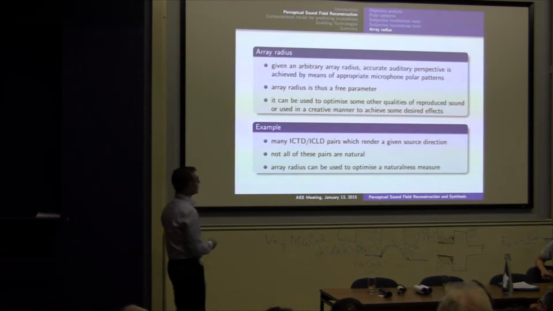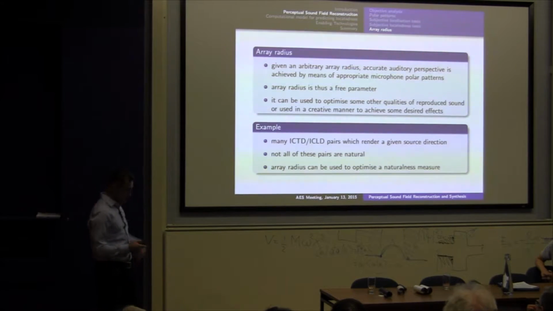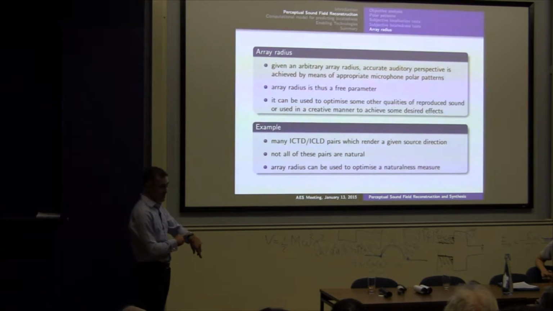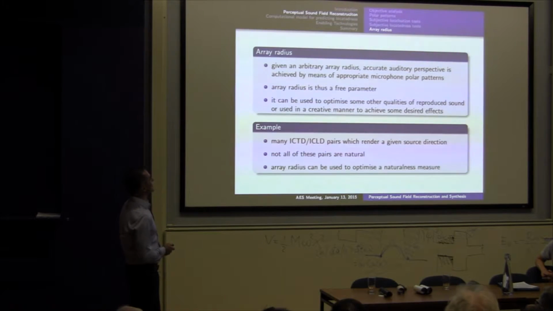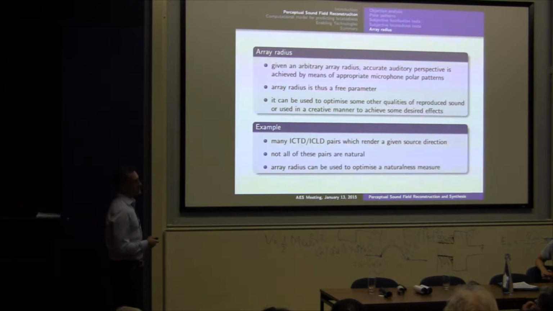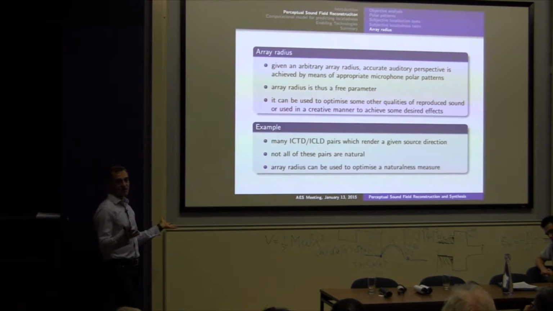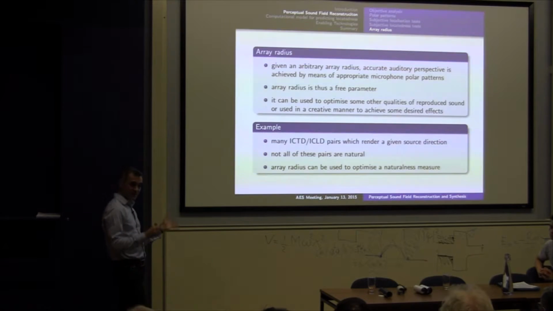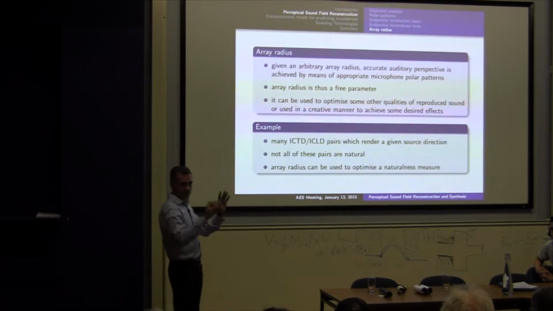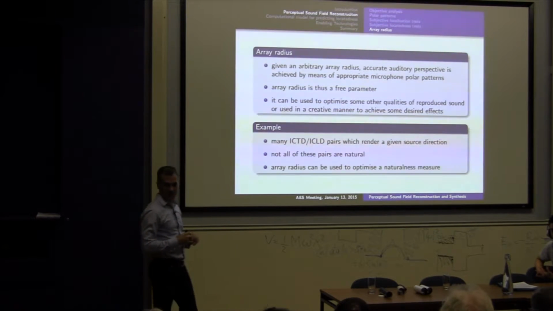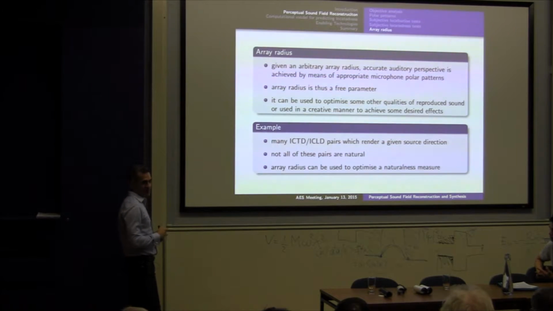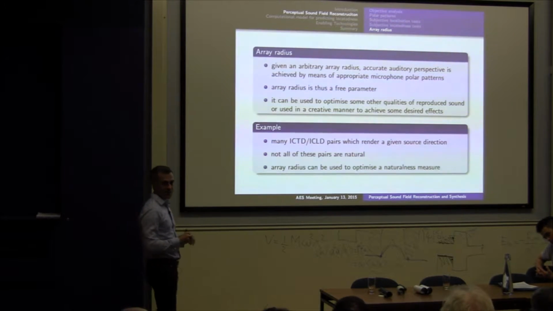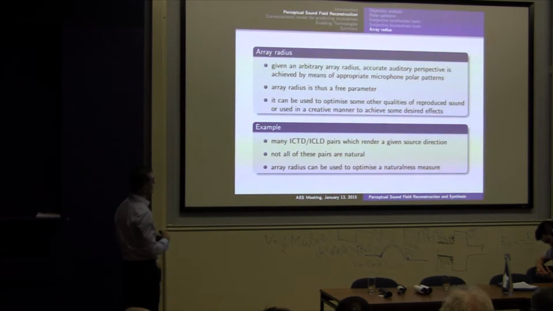Okay, so to conclude this part of the talk, there is more coming. We basically showed here that given an arbitrary array radius, we can always design those polar patterns in such a way that we can have a good auditory perspective. That means that the listener can tell, and stability of the sweet spot. It's not that one can walk like 2 meters away from the sweet spot, but still we are doing better starting from scratch than competing methodologies.